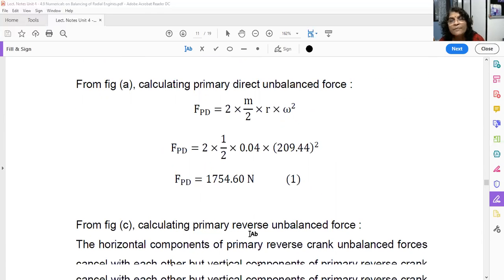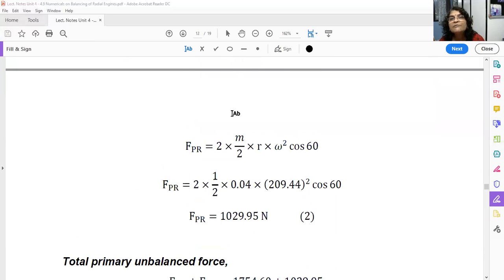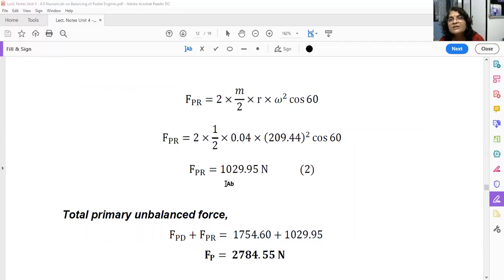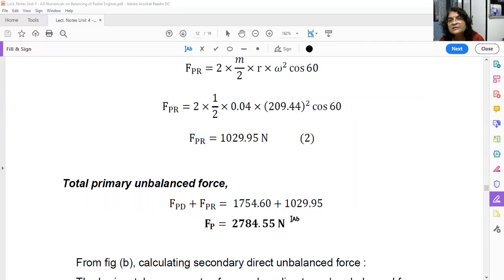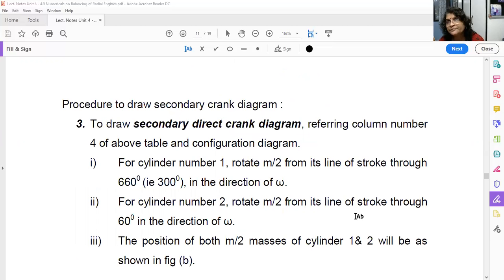Okay. Then how much is the total force now? See here, total unbalanced force is this 175, the primary direct force, plus the primary reverse force. So this plus this will give you the total primary unbalanced force, that is 2784.55 Newton. Okay. Now let us analyze secondary forces, secondary unbalanced forces.